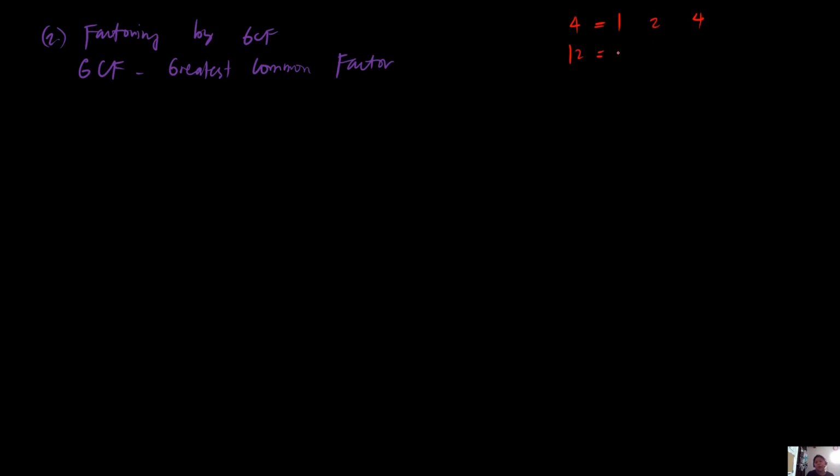Si 12, you will have 1 times 12, 2 times 6, 3 times 4. Okay? So as you can see, the greatest common factor between 4 and 12 is 4. Okay? Nakukuha po. So, you can use 4 to divide 4 and 12. Okay? Let's have an example.